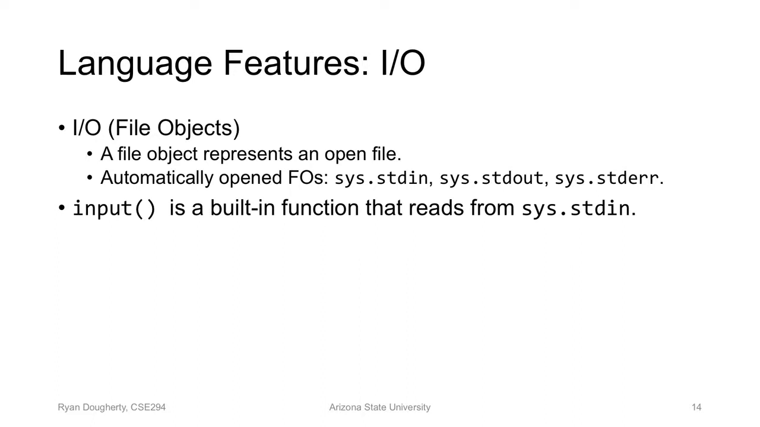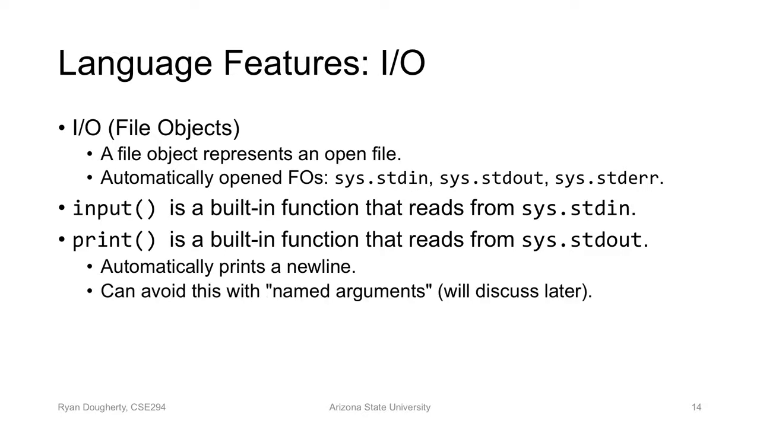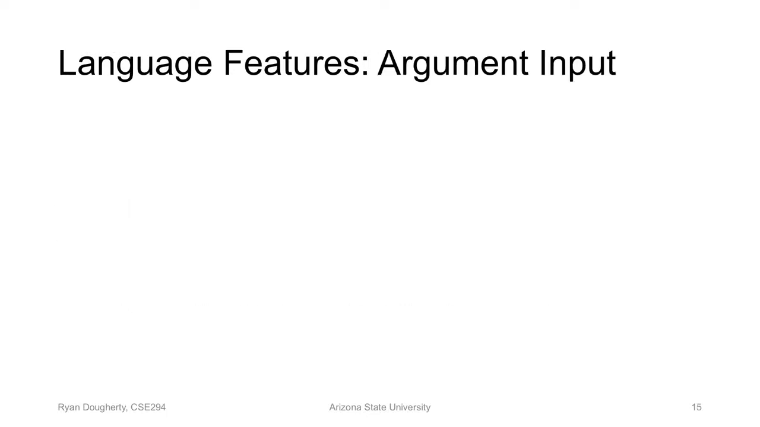So it just reads from this file object stdin, and print just passes the argument of print to stdout. So it's basically the analog of input, but for output. So it automatically prints a new line, as we've seen when we did the for loop on the string "CSC 294 is awesome", and we called print on each of the characters in the string, and it printed one on each line. So we can actually avoid that with what are called named arguments, which, in my opinion, is probably the best feature of Python, the most headache relieving thing in Python. But we'll discuss that in a bit.